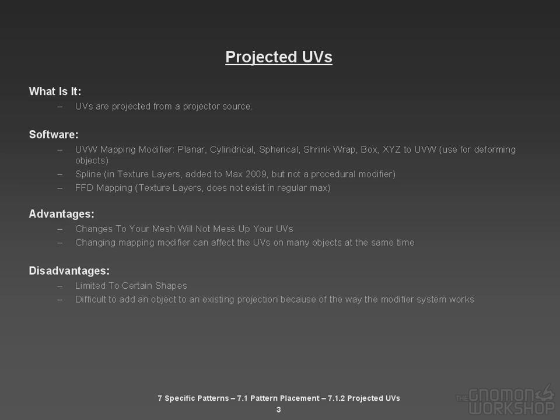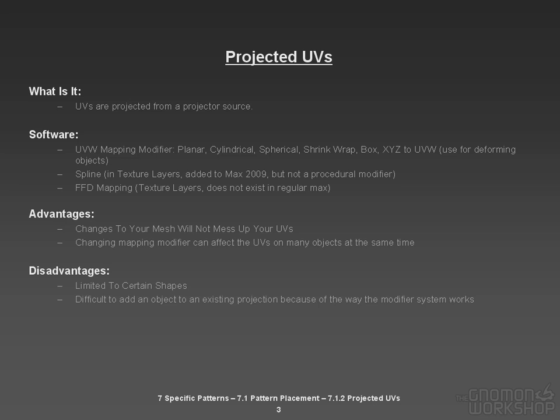Next comes projected UVs. And these are UVs that are projected from a projector source. And frequently this is used along with specific UVs. So you start off by doing the projected UVs onto your object, and then you'll edit the result using the various tools for doing specific UVs. So as far as Max goes, the modifier you use to do this is called the UVW mapping modifier, and it has a bunch of different types of projections, such as planar, cylindrical, spherical, shrink wrap, box, and XYZ to UVW, which, as we discussed before, you use to lock patterns to deforming objects.